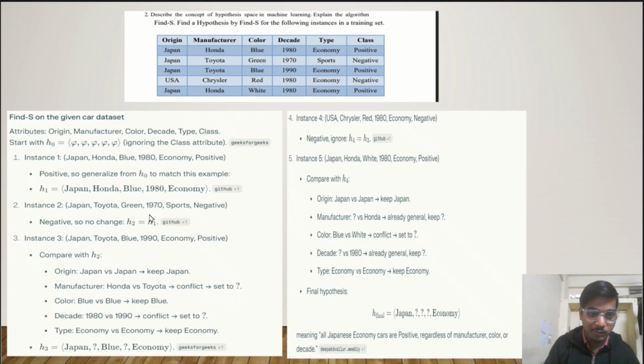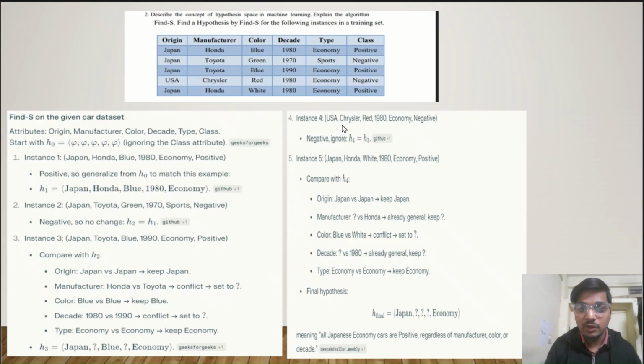Then instance 2 is Japan Toyota Green 1970 sports and negative, so no change. H2 is equal to H1. Then instance 3 is Japan Toyota Blue 1990 economy and positive. Since we get a positive, we compare with H2. Origin Japan versus Japan, keep Japan. Manufacturer Honda versus Toyota, conflict, so we set a question mark. Color blue versus blue, we keep blue. Decade 1980 versus 1990, we get a conflict, so set a question mark. Then type economy versus economy, so we keep economy. H3 is equal to Japan, question mark, blue, question mark, economy.